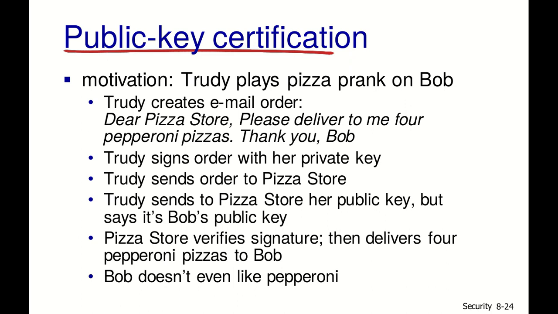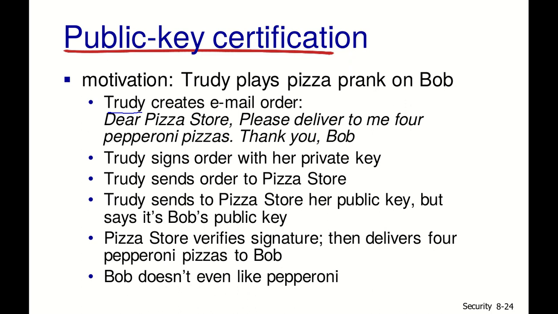Trudy creates an email order and sends a request to a pizza store, saying the pizza will be delivered to Bob. When she sends the email, she acts as if she is Bob, because nobody knows whether this public key belongs to Bob or to Trudy. There is no way to verify the identity that the public key really belongs to.